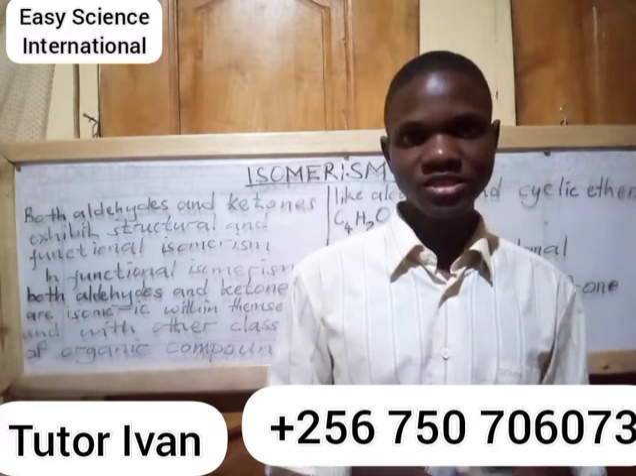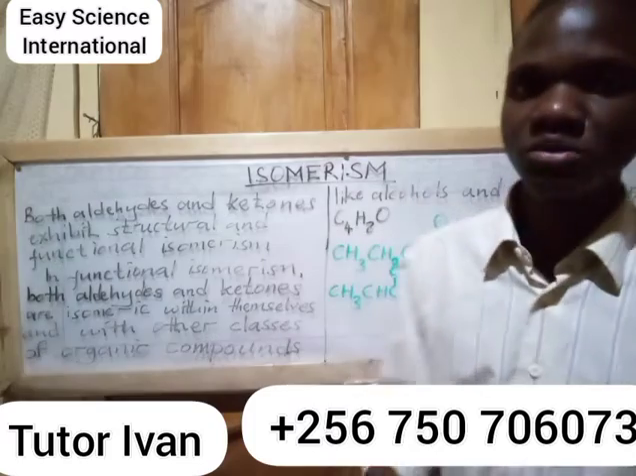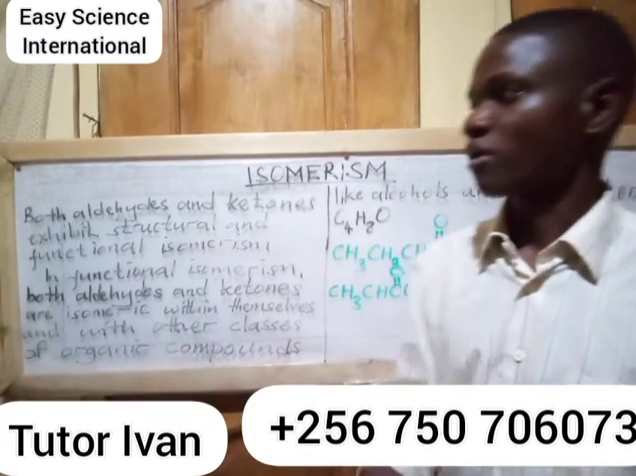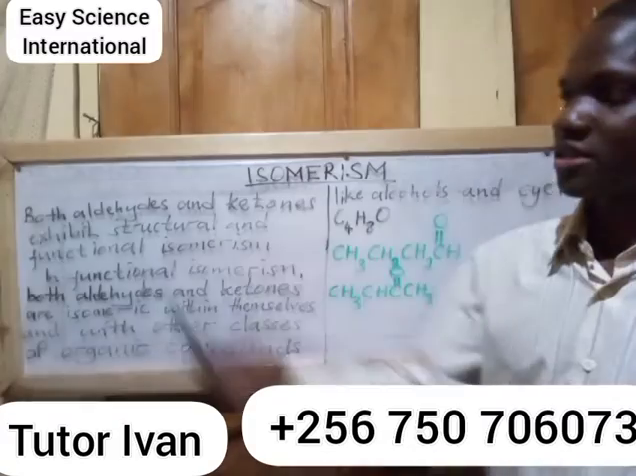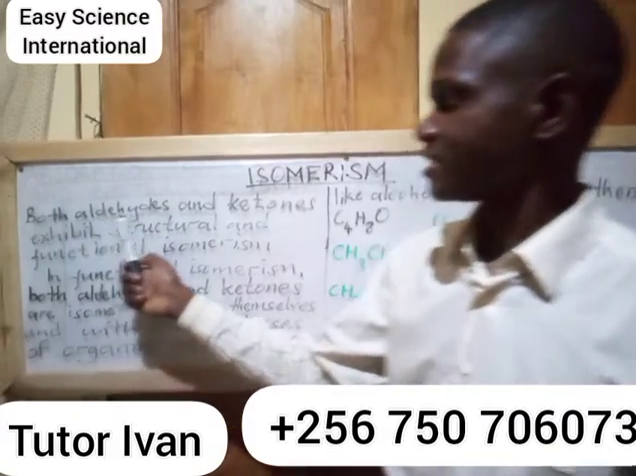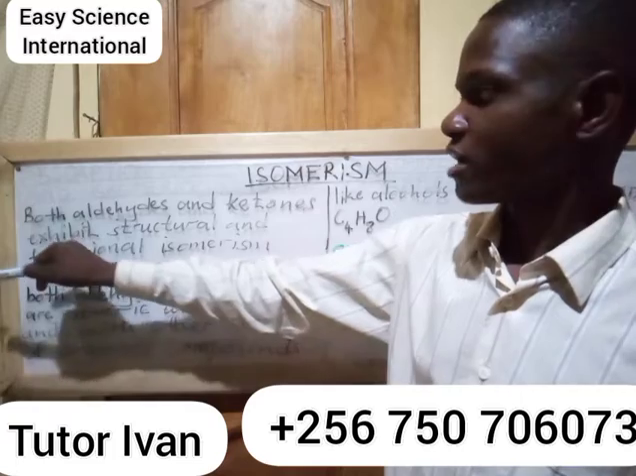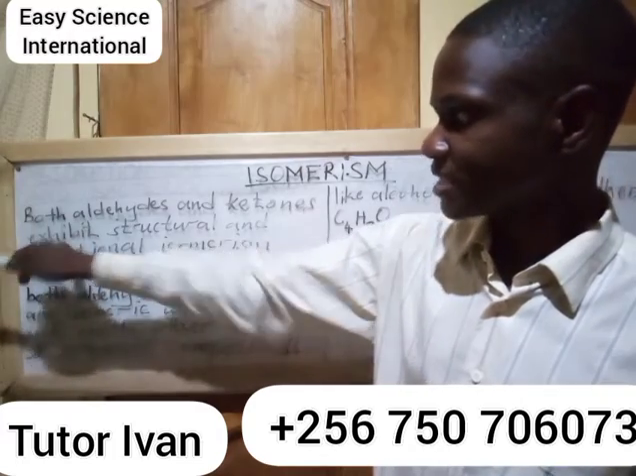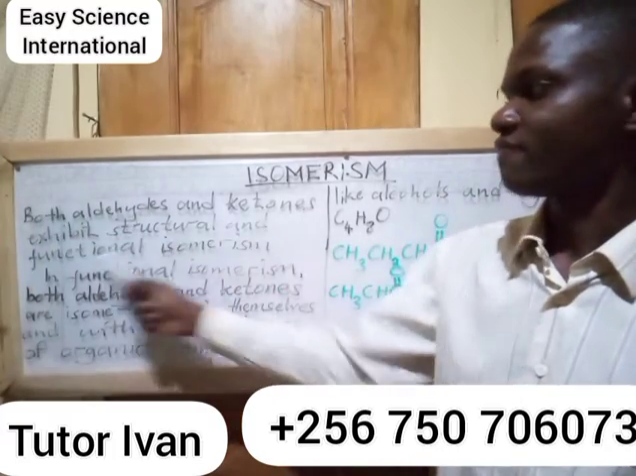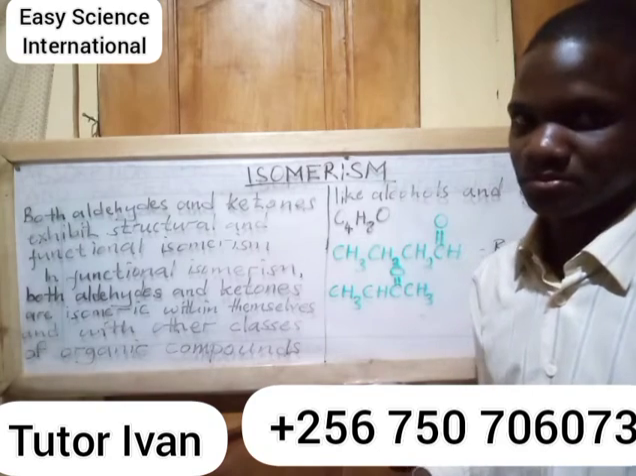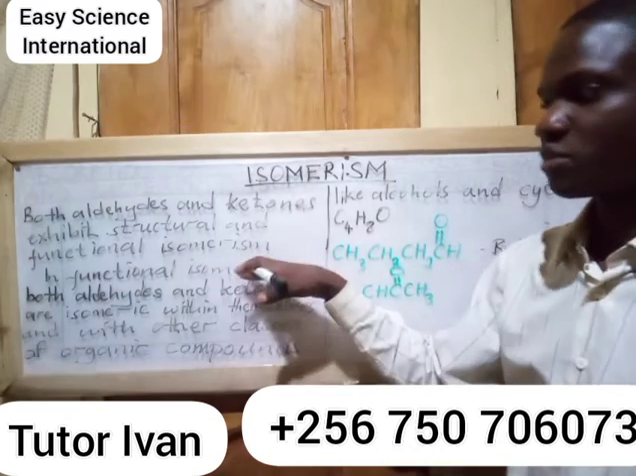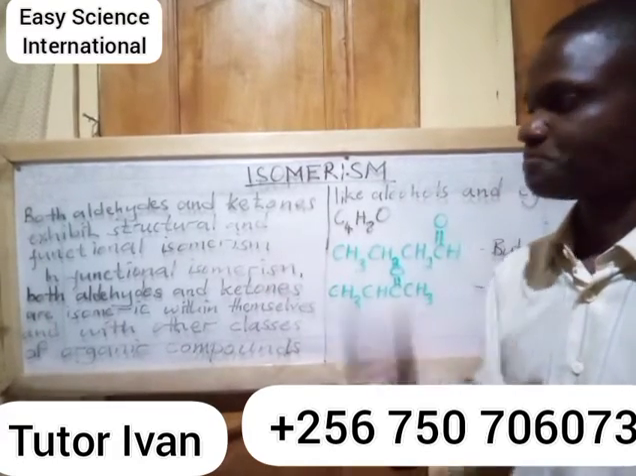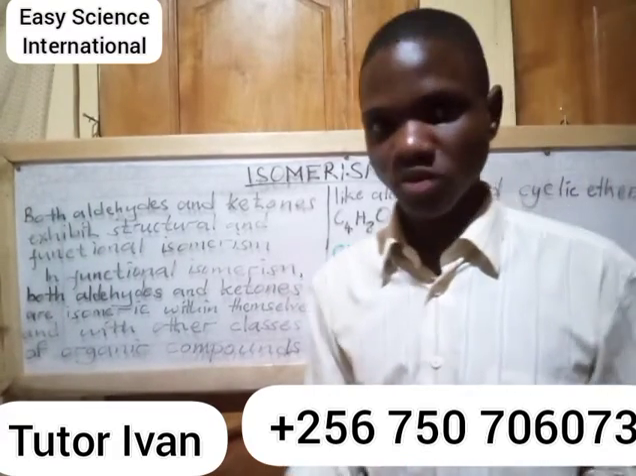Looking at isomerism in the carbonyl compounds, we know that carbonyl compounds are aldehydes and ketones. So both aldehydes and ketones exhibit what we call structural and functional isomerism. Yes. Well, we shall first look at the functional isomerism under the carbonyl compounds.